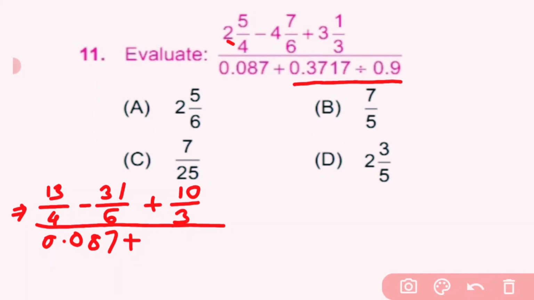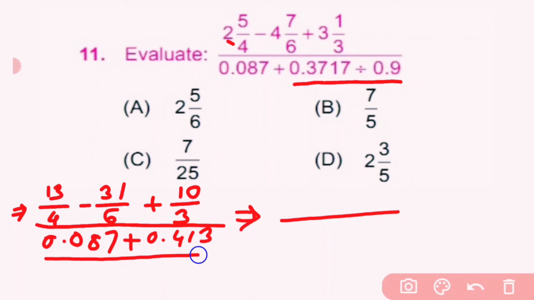0.087 plus, here we first do this division, 0.3717 divided by 0.9 gives 0.413. Now this 0.087 plus 0.413 gives 0.5, and here we need to first find the LCM of 4, 6 and 3, which is 12. We multiply by 3, here by 2 and here by 4.